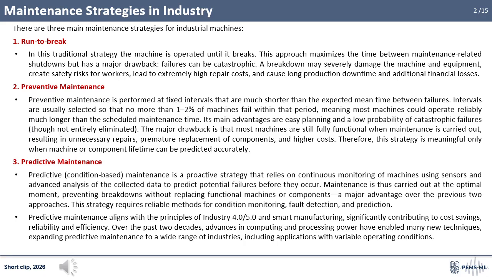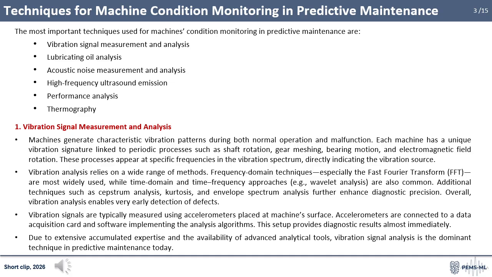The third strategy is predictive maintenance, which relies on continuous monitoring of machines using sensors and advanced analysis of the collected data to detect defects early and predict potential failures before they occur. Maintenance is performed only when necessary, preventing failures while avoiding unnecessary replacement of functional components. Predictive maintenance aligns with the principles of Industry 4.0 and 5.0 and smart manufacturing, significantly contributing to cost savings, reliability, and efficiency. Several techniques are used for machine condition monitoring and fault detection, including vibration analysis, lubricating oil analysis, acoustic noise analysis, high-frequency ultrasound emission, performance analysis, and thermography.